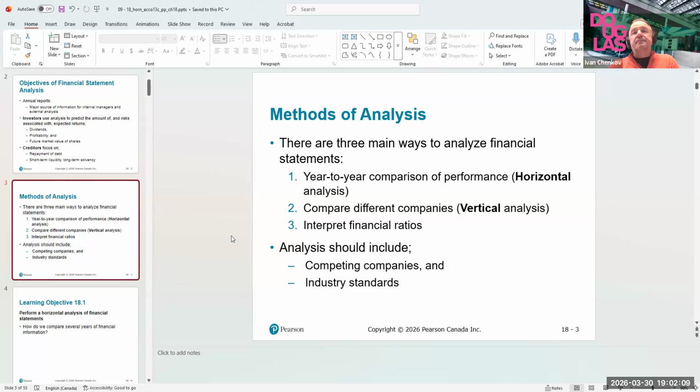So, analysis obviously will include competing with the company to find out: is the company competitive or not, can we compare it with another company, and which company can we compare it with. Also, we're going to have standards for the industry. So if a company within the industry doesn't meet the standards for that particular industry, which company is it?